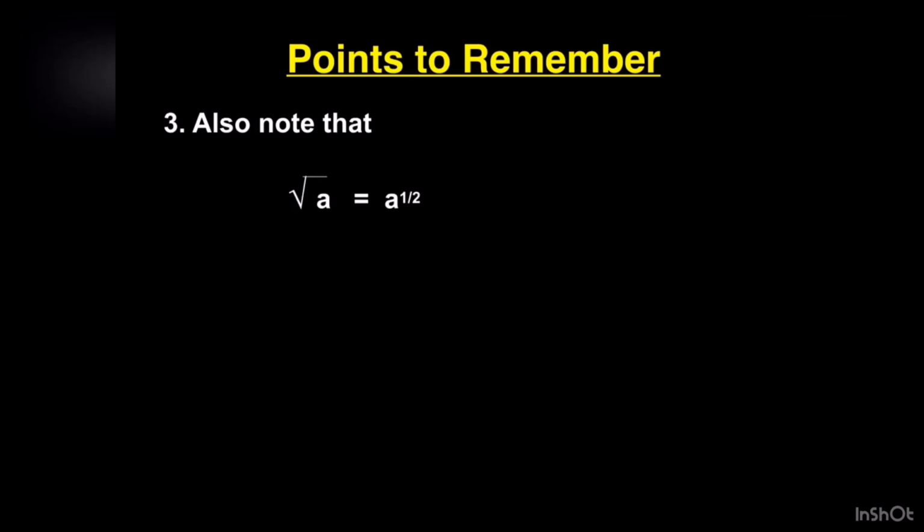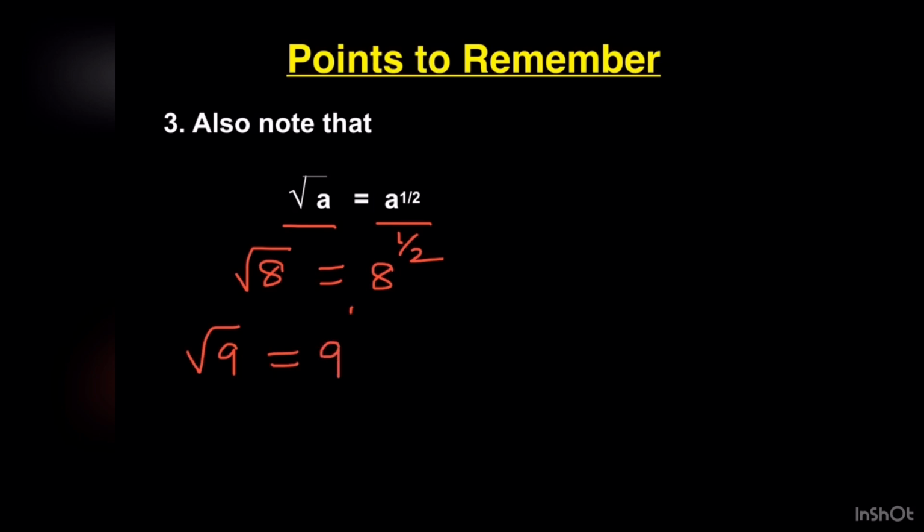Third point, also note that square root of a is equal to a raised to the power half. That means square roots are same as 1/2 powers. That is, we can also convert the radical to exponential form. Let's see an example. We can write square root of 8 as 8 raised to the power half. Let's see one more example. Square root of 9 can be written as 9 raised to the power half.